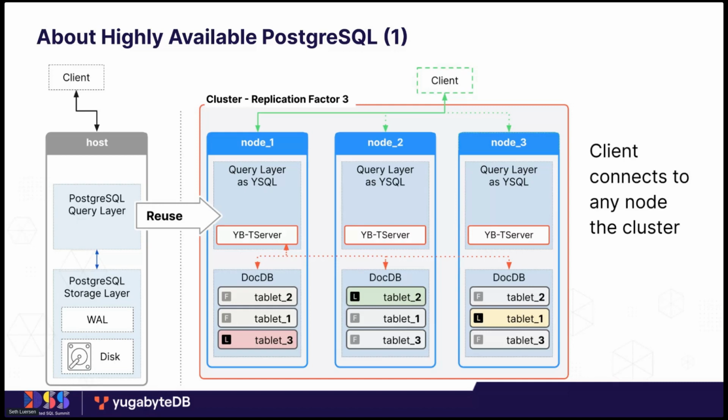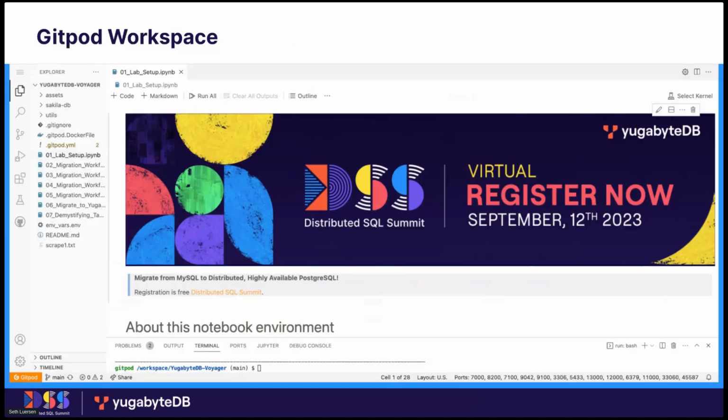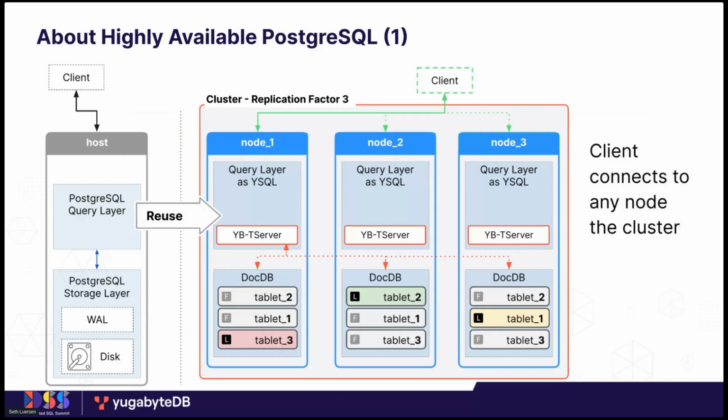DocDB essentially takes a table and shards it into various pieces, which we refer to as table shards, but they're known really as tablets. We use a Raft consensus algorithm amongst tablet peers, where we have leaders and followers and so forth. That's how we manage the distribution of our data, which takes care of everything like load balancing of data as well as replication online. So that's the first part of highly available PostgreSQL.